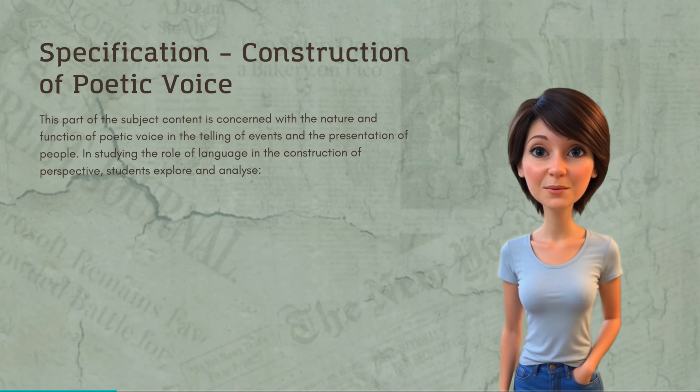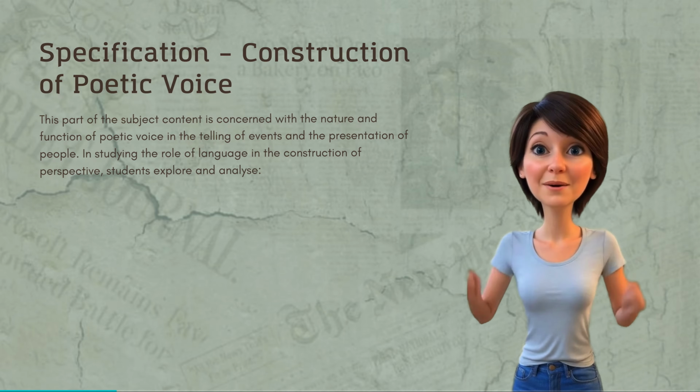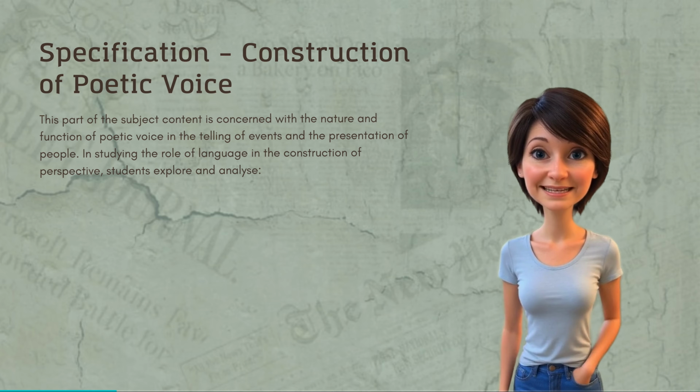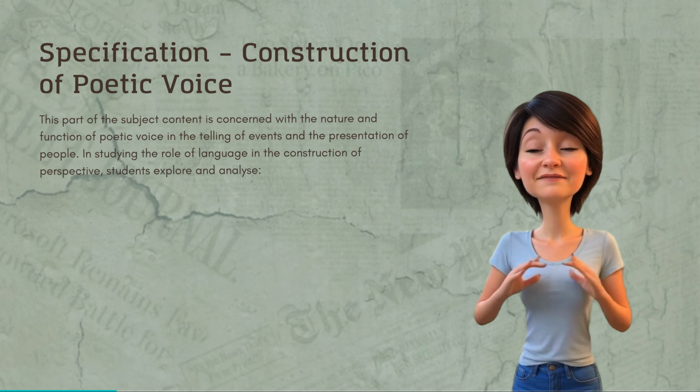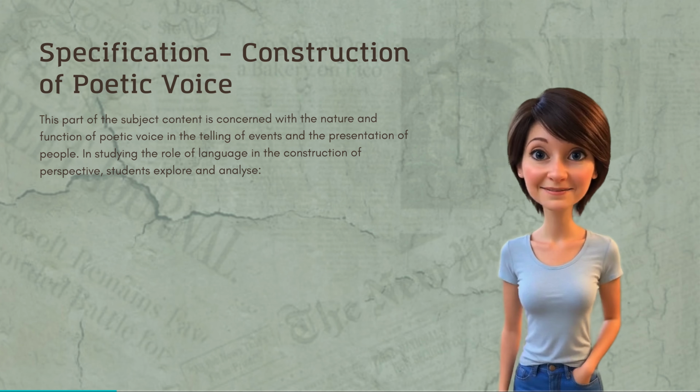So, what are we looking for in the poem? We are looking specifically for the construction of poetic voice. This is something a little bit different to what we've studied at GCSE. This part of the subject content is about the nature and function of the poetic voice, how events are portrayed, the telling of events, and the presentation of people.